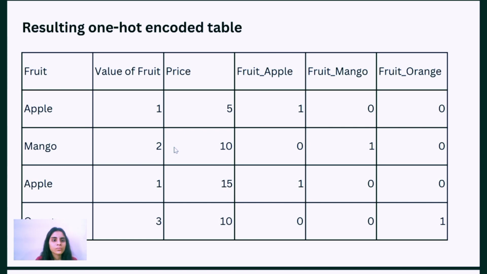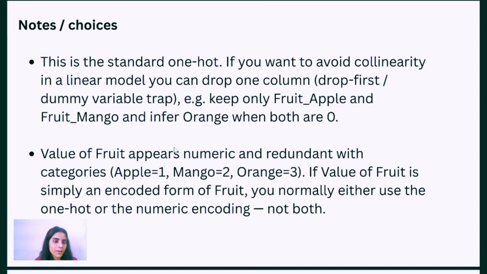After it, notes for this. This is the standard one hot. If you want to avoid collinearity in a linear model, you can drop one column and keep only fruit apple and fruit mango, and infer orange when both are 0. Value of fruit appears numeric and redundant with categories: apple is equal to 1, mango is equal to 2, orange is equal to 3. If value of fruit is simply an encoded form of fruit, you normally use either the one hot or the numeric encoding, not both.